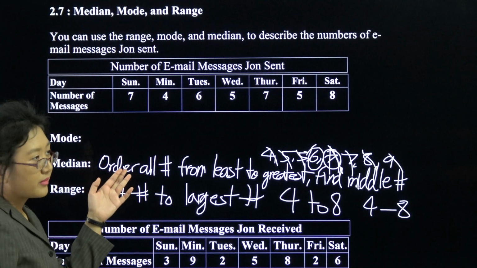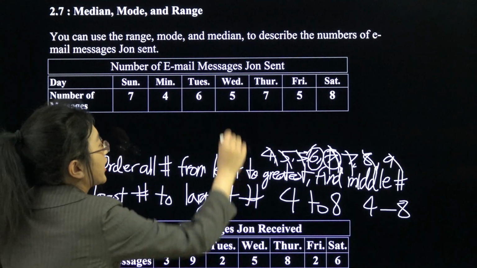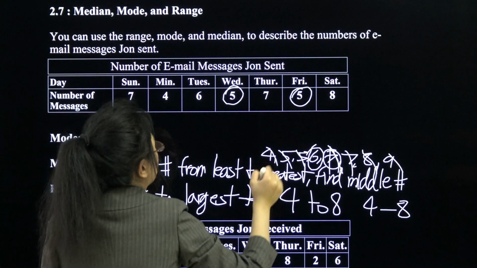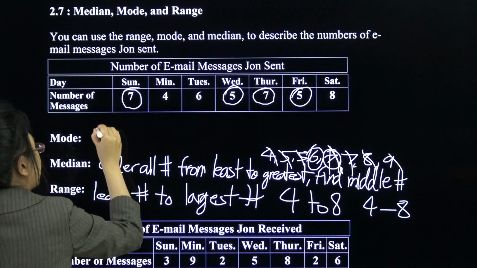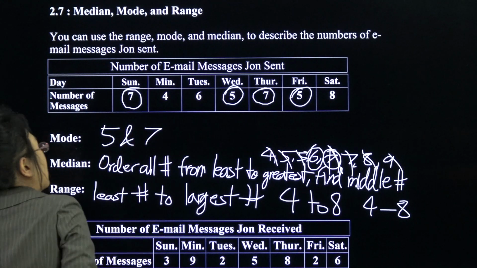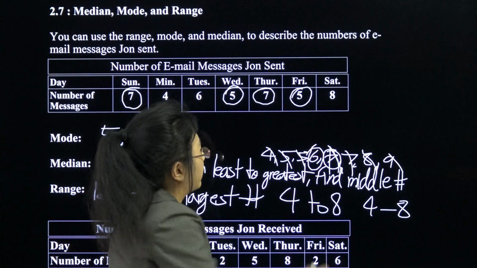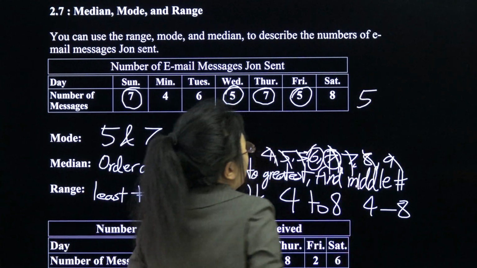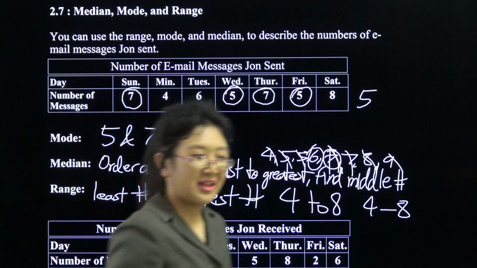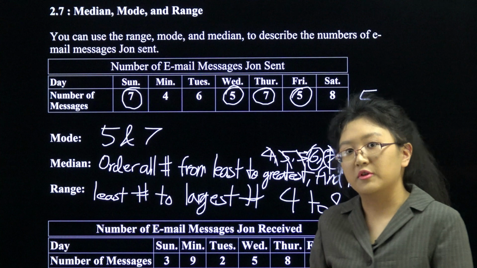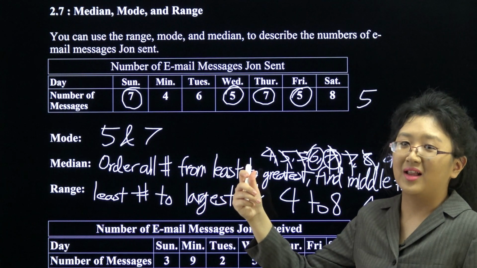The mode is the number that you see the most. Over here, it could be 5, because there's 2, or it could be 7, because there's also 2. So the mode would be 5 and 7. If there was an extra 5, then the mode would be 5. It's just the most common number that you see. The one with the most frequency. The one with the highest bar in a line plot.